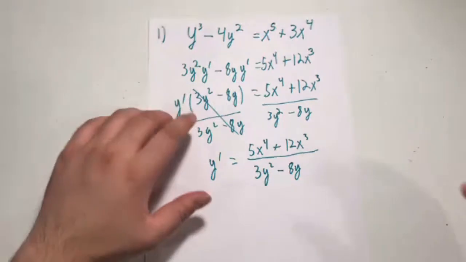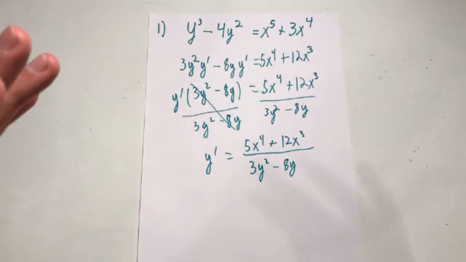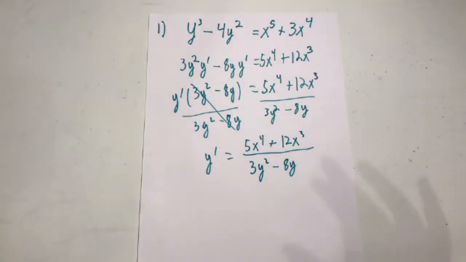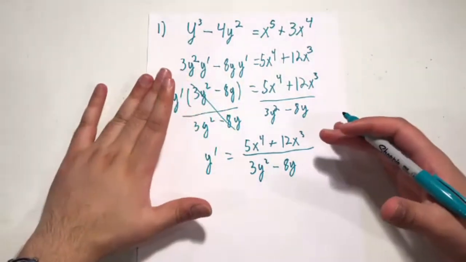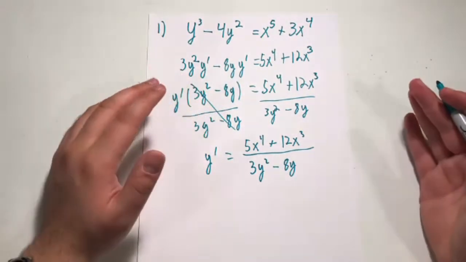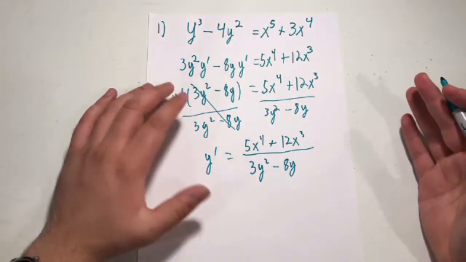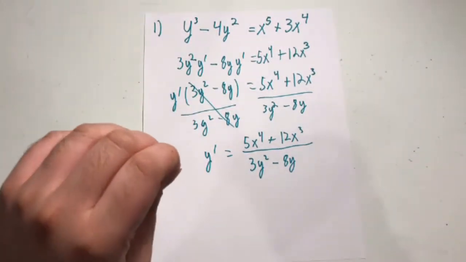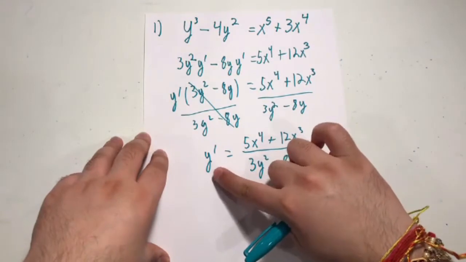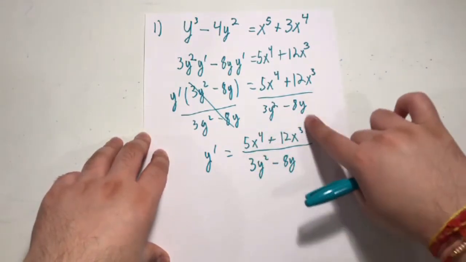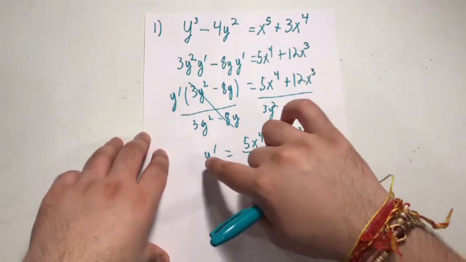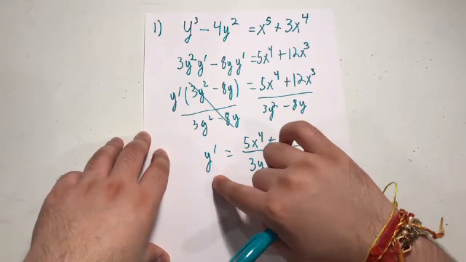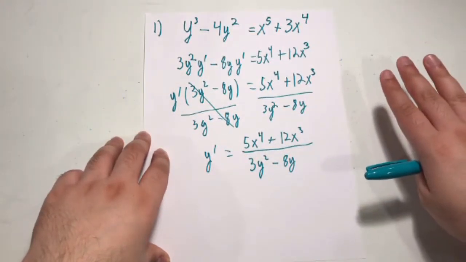Now, you might look at this and think that, oh, maybe I got it wrong. I have x's and y's on the same side. That's not something that's usually allowed in a final answer. Implicit differentiation, that is allowed. What's important is that you isolate y prime. As long as there are no y primes on this side and there's only a single y prime on this side, then that's good. You're golden.